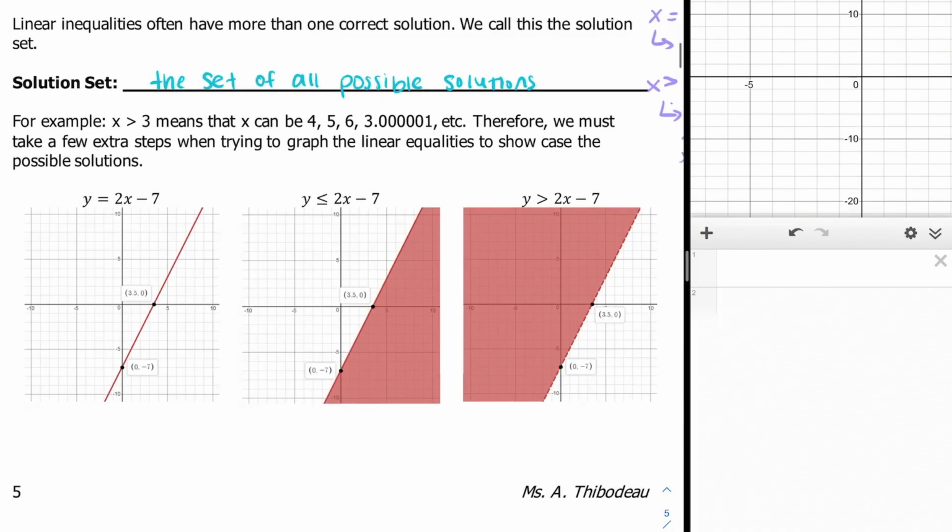Okay. What we have below is the graph of 3 things. The first one here is an equation, right?